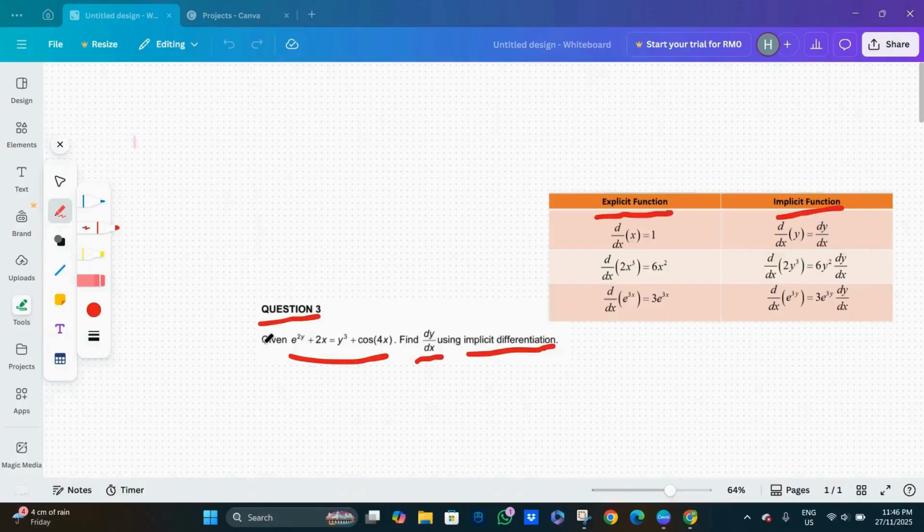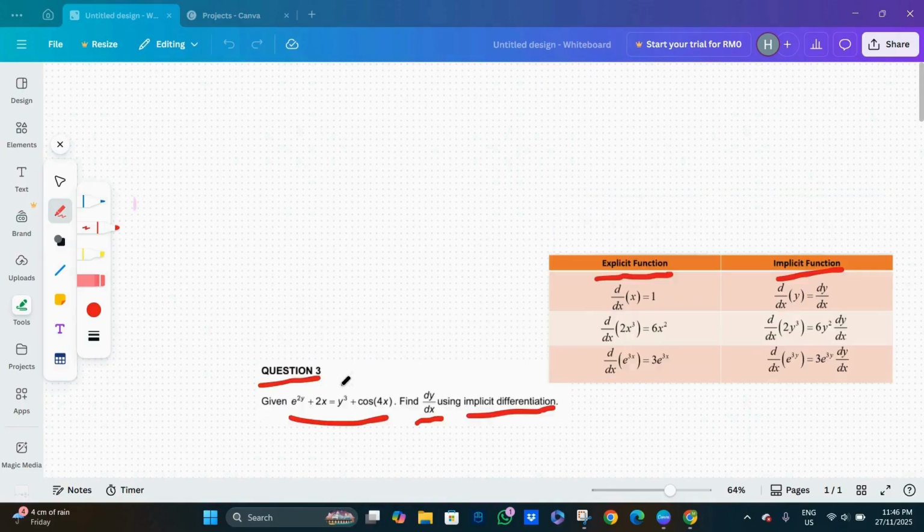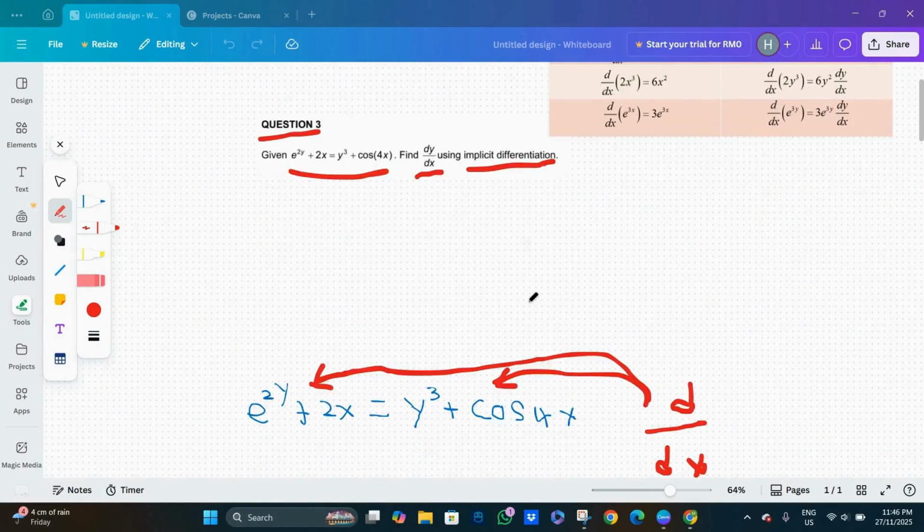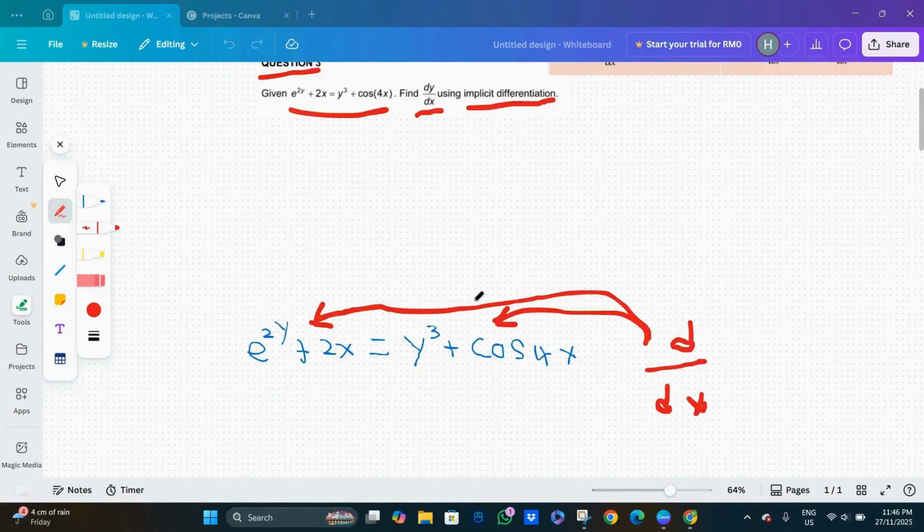Question number 3. Given e to the power of 2y plus 2x equals y cubed plus cos 4x, find dy over dx using implicit differentiation. So, for implicit differentiation, we need to use explicit function and implicit function. First thing first, we need to write down the equation and multiply the equation on both sides by d over dx.